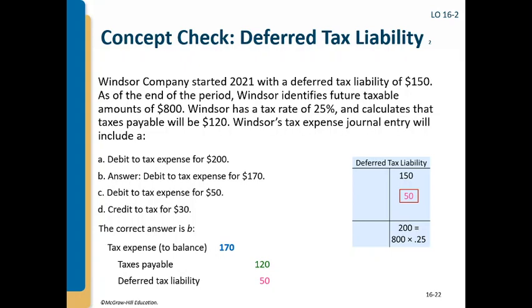This is kind of a hokey deal because you're right in the middle of this. You've got taxable amounts of 800, and the rate is 25%. So the amount of tax that you're going to have in the future is 200. So you've got to add the $50 to that deferred tax liability.